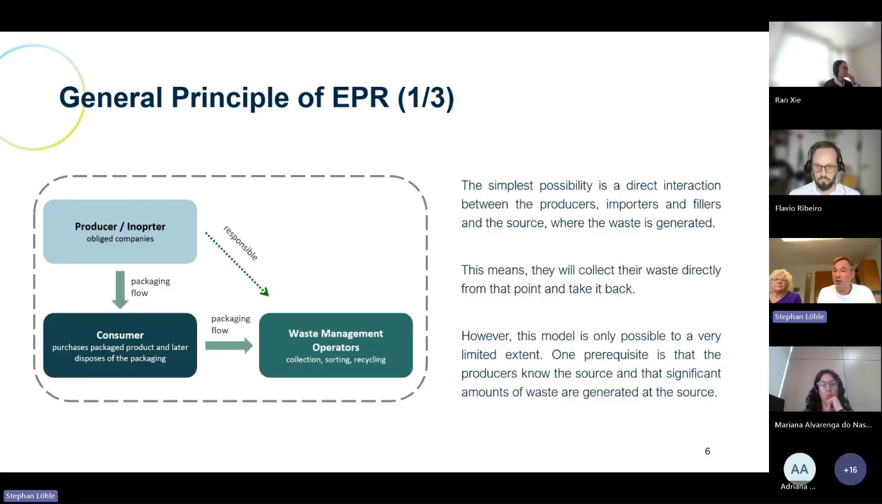So that's already a kind of extended producer responsibility system, because he's taking over responsibility for the waste stage of his products. But this is kind of challenging due to the fact that he might give out the products nationwide and needs to run after his waste then in each and every specific region and so on. And that makes it then very challenging as long as he's not working in a very specific sector.